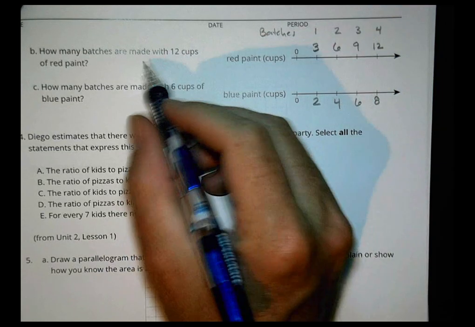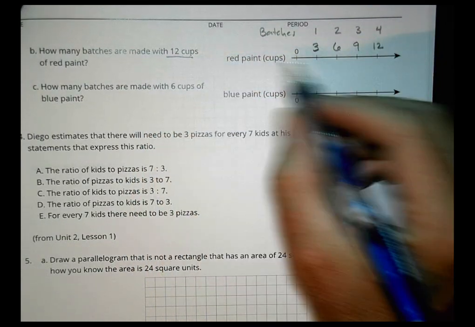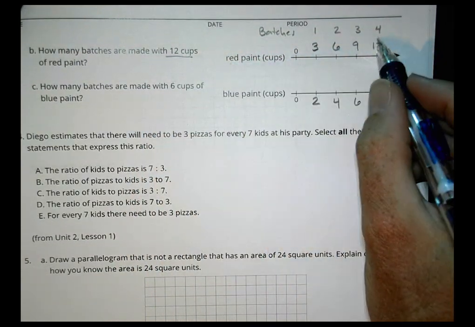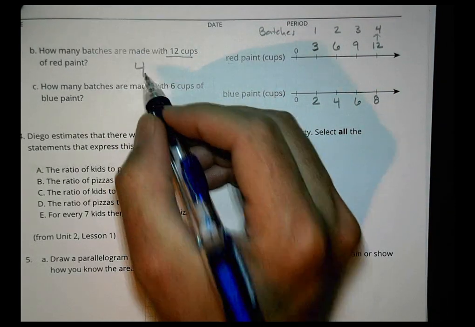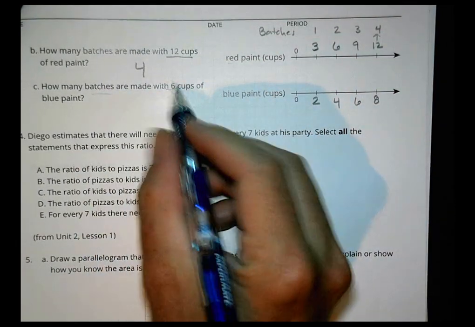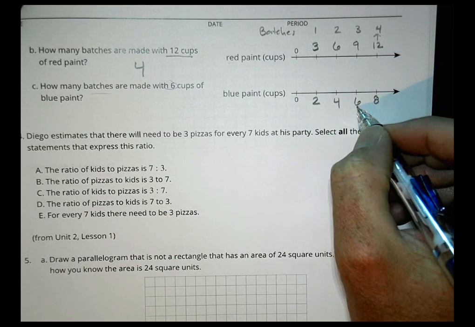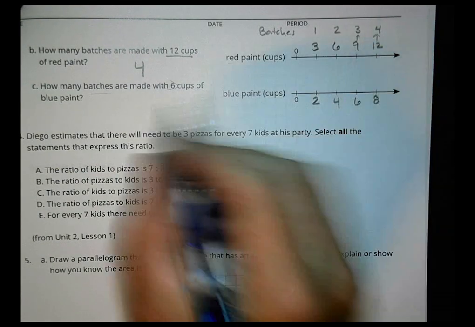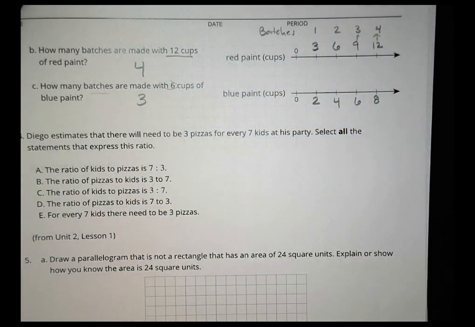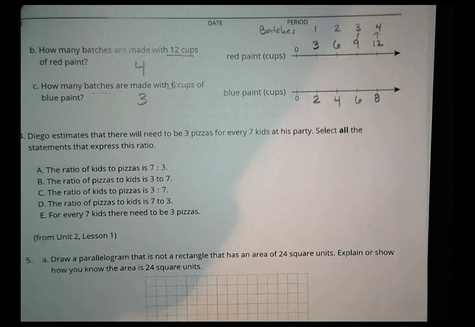So how many batches are made with 12 cups of red paint? Here's my red paint, here's my 12. How many batches? It's going to be 4 batches. How many batches are made with 6 cups of blue? Here's the blue, 6. How many batches is that going to be? 3 batches there. All right, so again, the number line helps you see quickly what they're asking for.